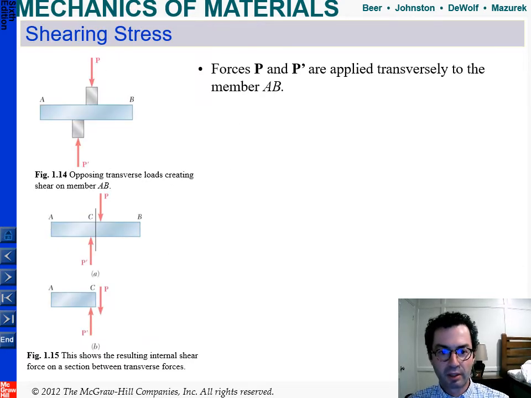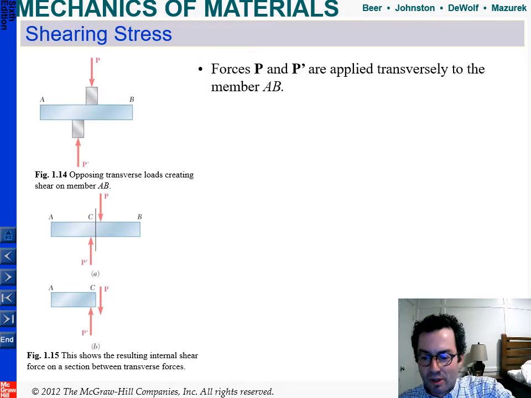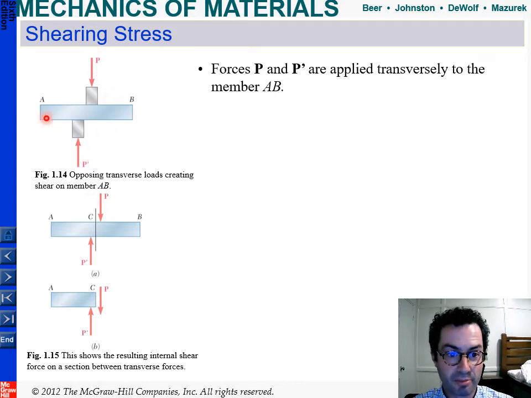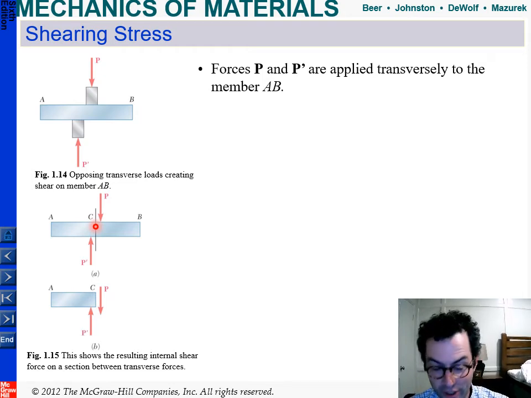But anyway, let's now move on to the topic of the day, and that's shearing stress. Take a look here at figure 1.14. What you're seeing here is a force P and a force P prime applied transversely to member AB, and that creates a shearing stress along plane C, where one direction is opposing the other direction, and that is a shear stress.